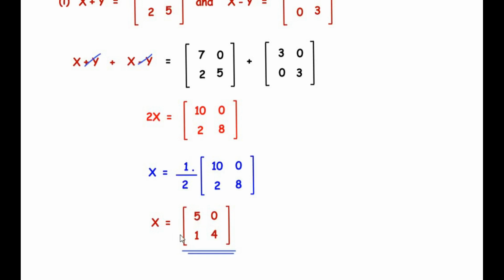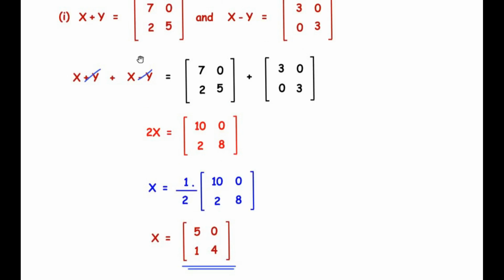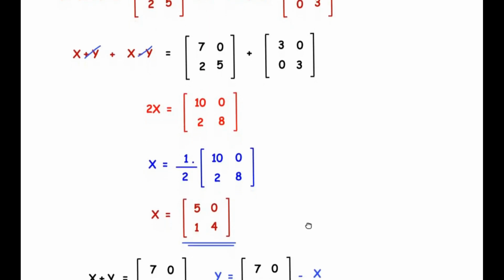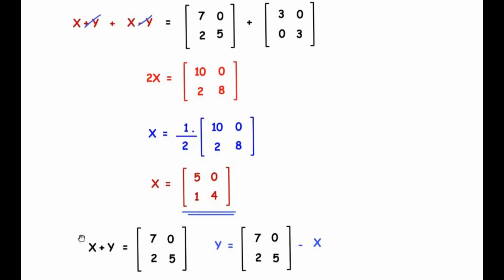Now once we have found out the value of x, let us try to find out the value of y. Now to find out the value of y, you can either choose this equation or this equation. I am going to use the first equation now. So x plus y is equal to the matrix 7, 0, 2, 5. Now I am going to take x on the other side of the equal to sign. So this is mostly like an algebra step itself. So y will be equal to the given matrix minus x. So plus x becomes minus x.